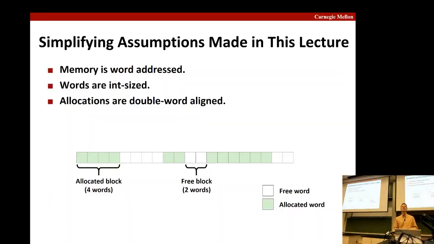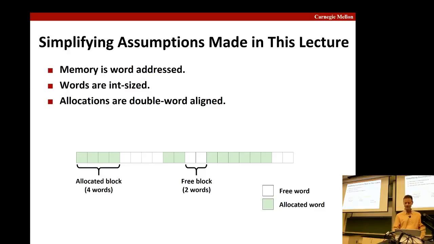So when we talk about dynamic memory allocators in this class, we're going to make the following assumptions. We're going to assume that memory is word addressed. We're not going to worry about fetching bytes, just to keep things simple. The words are integer size, whatever the size of the integer is, that's the word. So we're not going to pay too much attention to that. And the allocations are double word aligned, as they would be in x86-64.